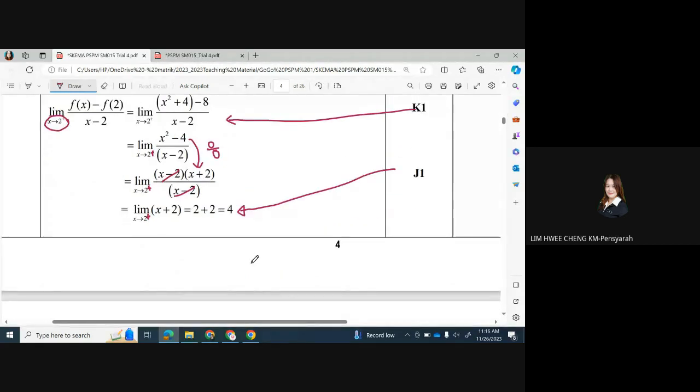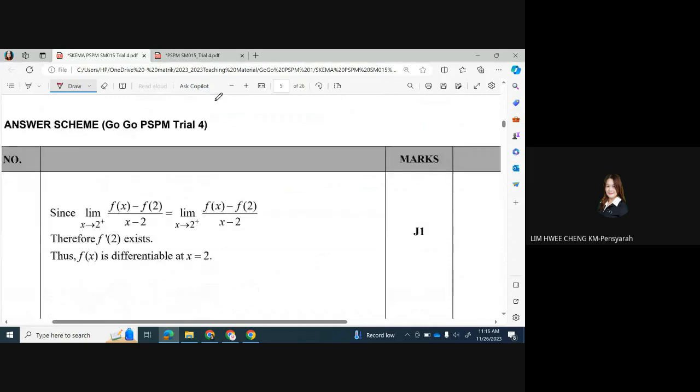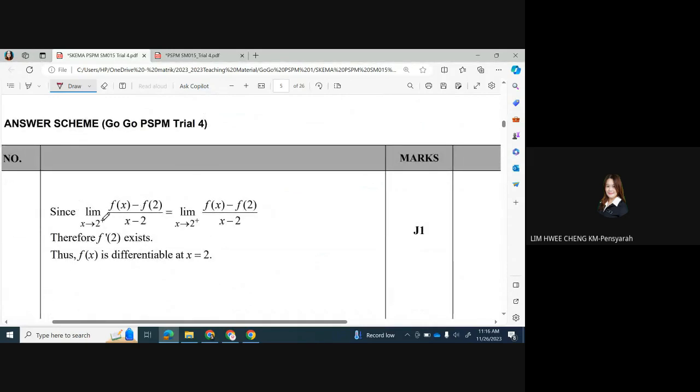Okay, so lepas tu baru you cakap, okay, you will notice that this value and this value adalah sama. Okay, they are the same. So maka you tulis the conclusion since the right limit, okay, the left limit, the left gradient, ini maksudnya actually the left gradient, and the right gradient, okay, adalah sama. So maksud dia wujud, so dia sama dengan 4. So therefore the f prime exists, so that means that the fx is differentiable.